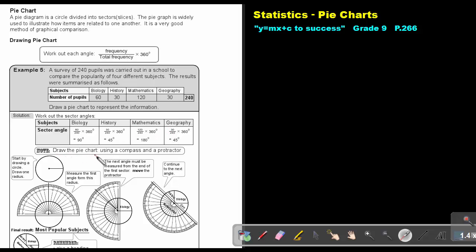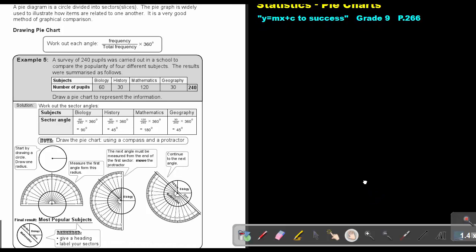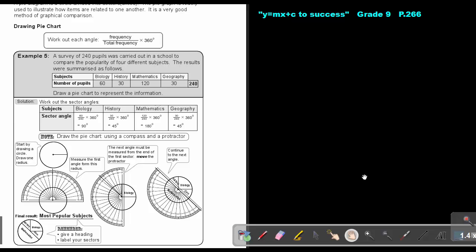Now, draw the pie chart using a compass and a protractor. Okay, let's go through this diagram. Start by drawing a circle. This is why I use the compass. Draw one radius. It doesn't matter where you start, but it's a nice place to start there. Then measure the first angle from the radius, 90.